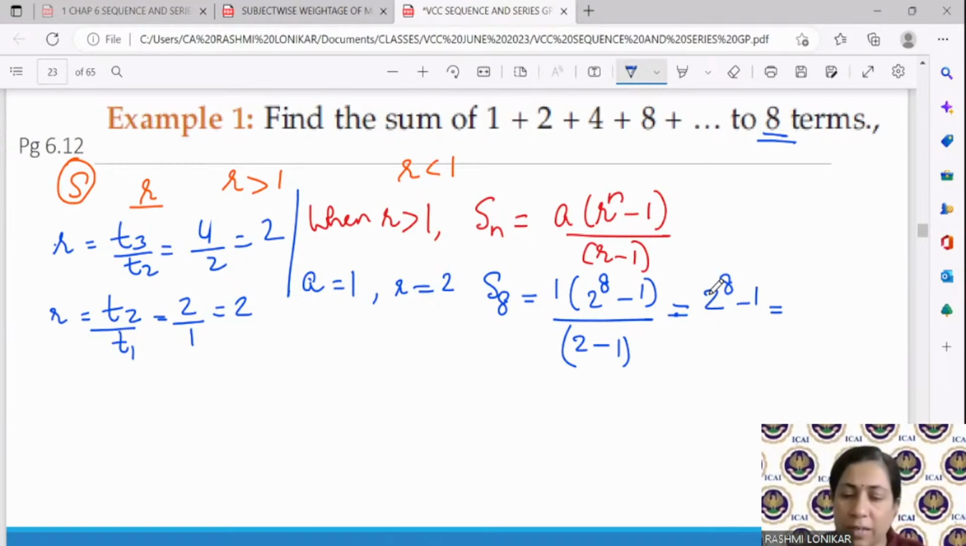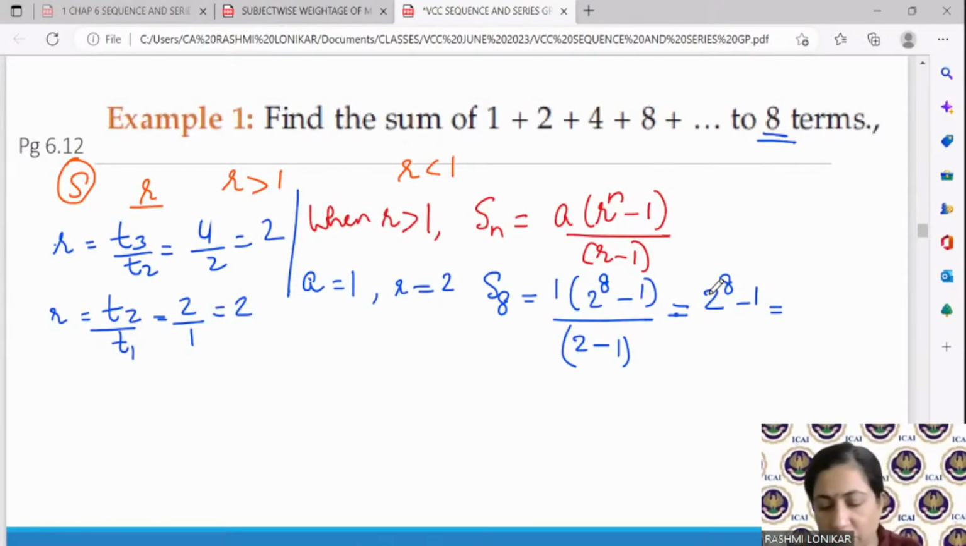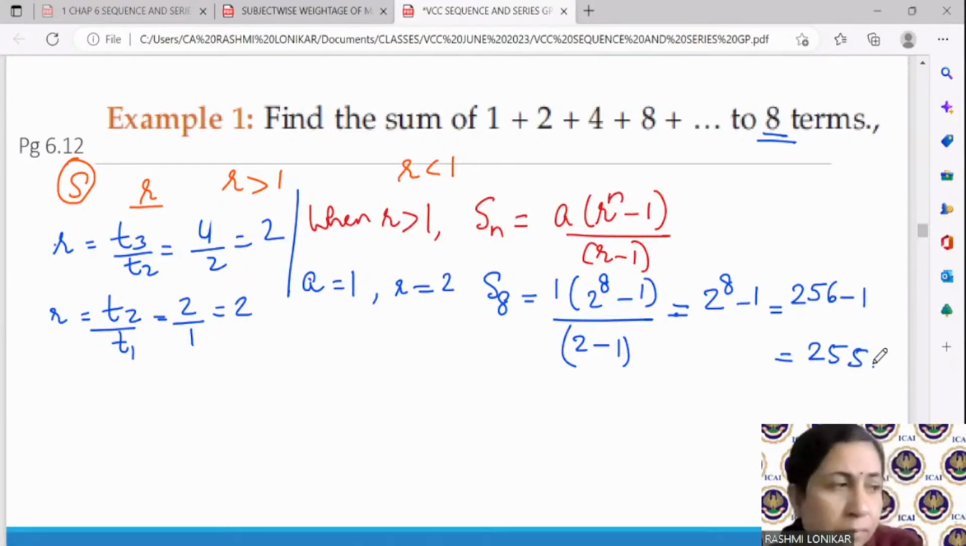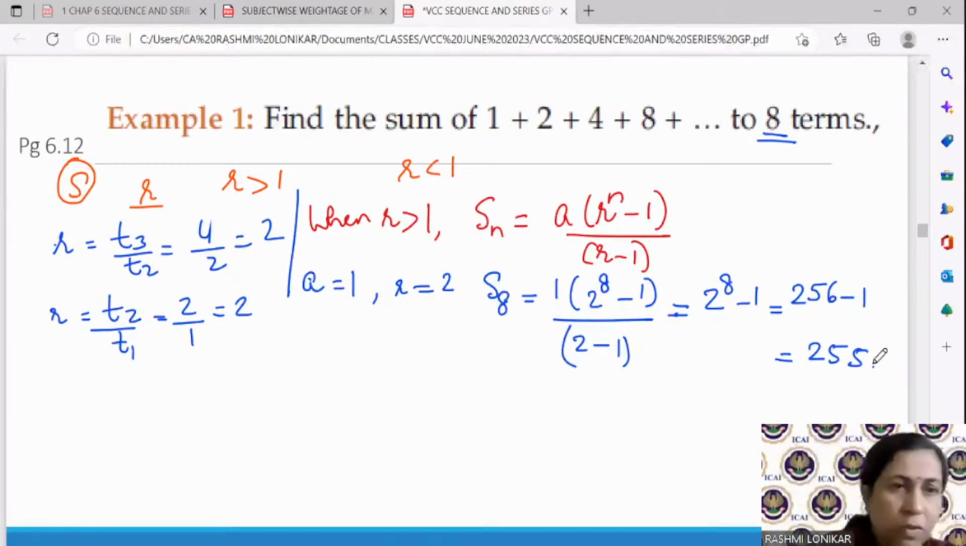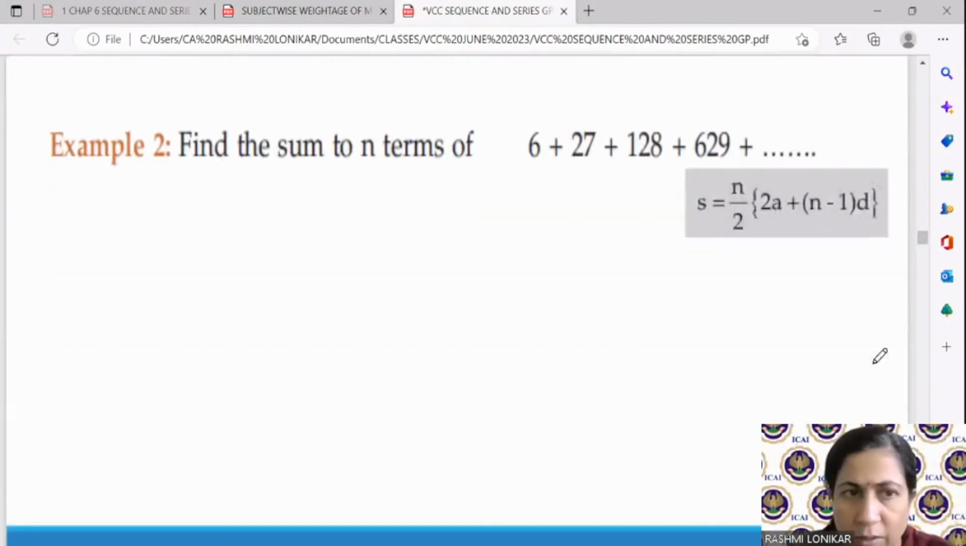What is 2 raised to 8? Let us see. I can see from the chart also, 2 into 1, 2, 3, 4, 5, 6, 7, 8. So it is 256. So 256 minus 1, answer is 255. Okay. So this is my answer for the sum of the series. Yes. Now let us see the next one.